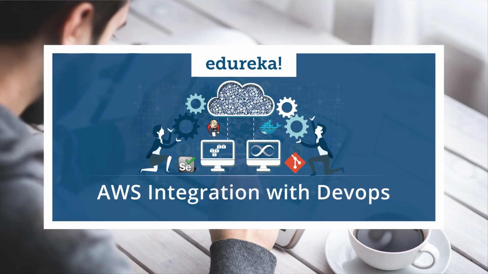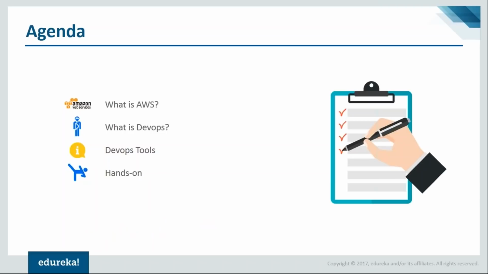Now, AWS and DevOps are the most trending terms out there in the IT industry right now. And today in this session, I'm going to explain each and everything in detail from scratch, as in what is AWS, what is DevOps, and how can these two technologies be used together. So let's go ahead and discuss the agenda to understand both these two terms.